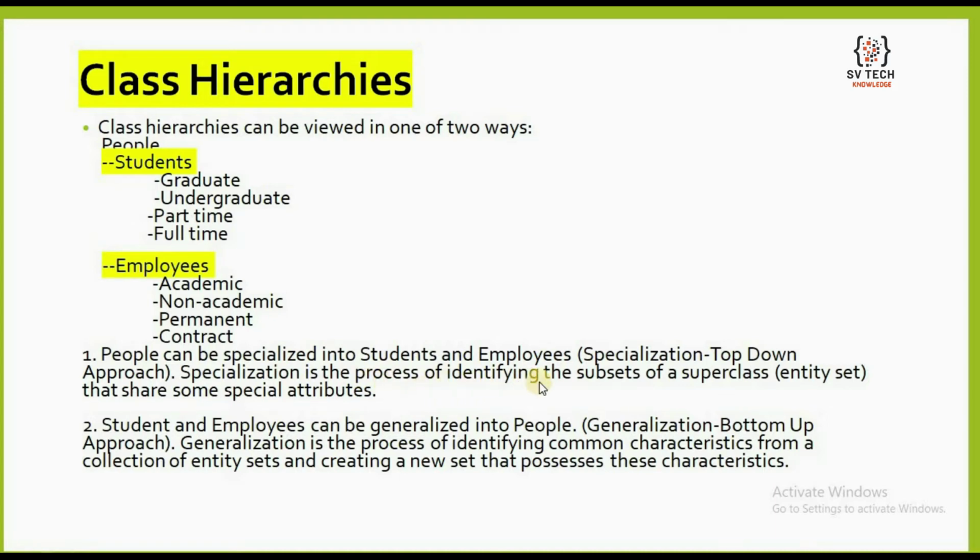Specialization is the process of identifying the subset of a superclass entity set that shares some special attributes. Students and employees can be generalized into people. Generalization is the bottom-up approach as we learned in the earlier slides. Generalization is the process of identifying common characteristics from a collection of entity sets and creating a new set that possesses these characteristics. So totally, class hierarchy works based on the generalization and specialization concepts.